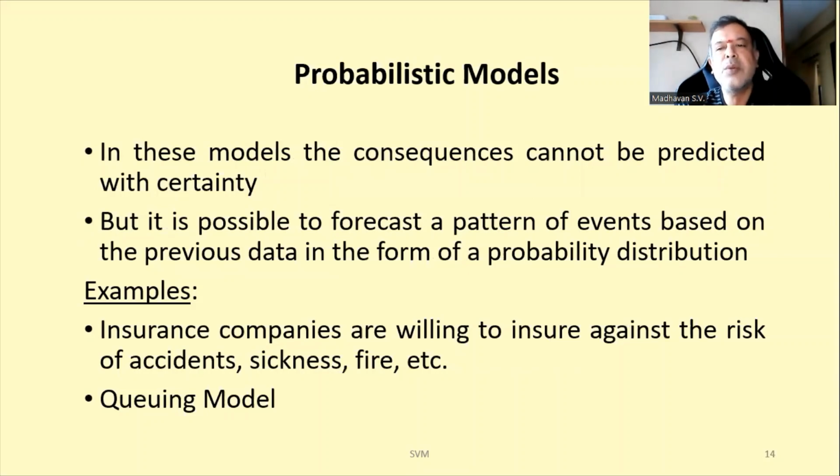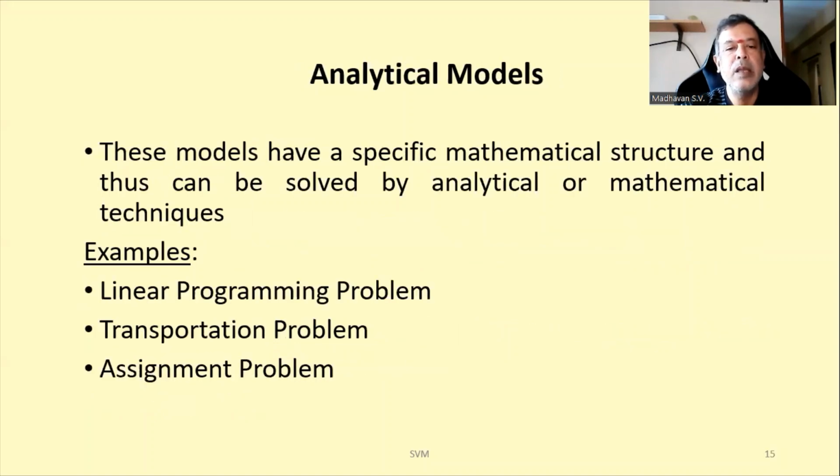Probabilistic models. In these models, the consequences cannot be predicted with certainty, but it is possible to forecast a pattern of events based on past data, and basically it is based on a probability distribution. Examples are insurance companies willing to insure against risks like accident, sickness, fire, etc. They are able to do it based on the past data they have obtained, and based on that they decide the premium to be charged. Another example is the queuing model. There also you have some past data, based on which you decide the probability distribution and then proceed with the modeling.